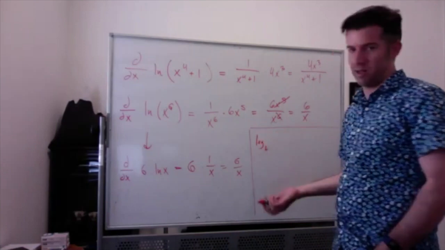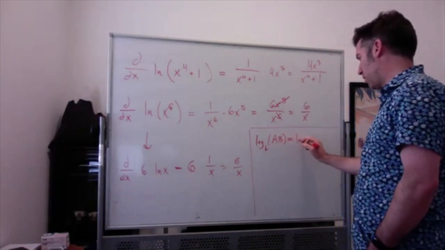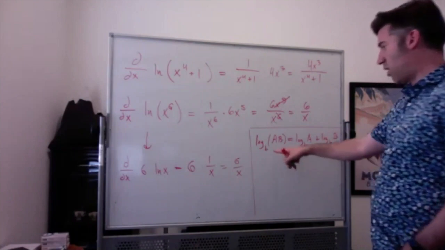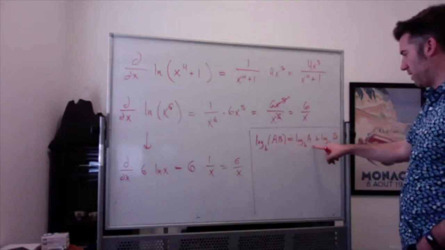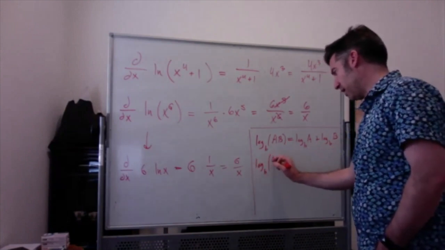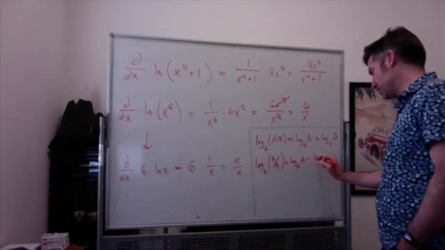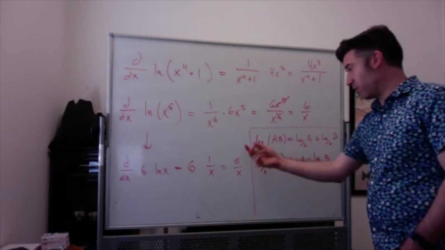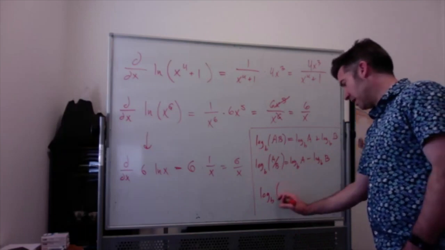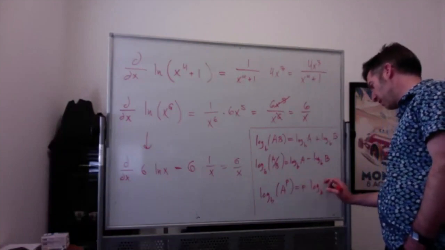If you have a log, doesn't matter what the base is, any base. The log of a product is equal to the log of the first thing plus the log of the second thing. So log base b of a times c equals log base b of a plus log base b of c. And if you have division, log base b of a over c equals log base b of a minus log base b of c. And finally, the one we just used, log base b of a to a power p is equal to p times log base b of a.